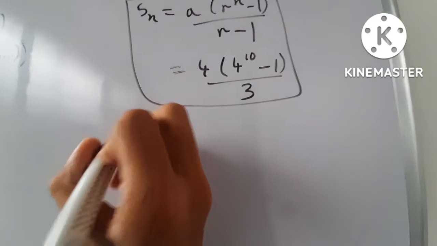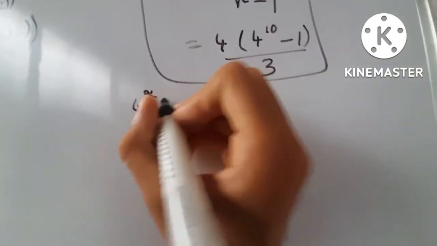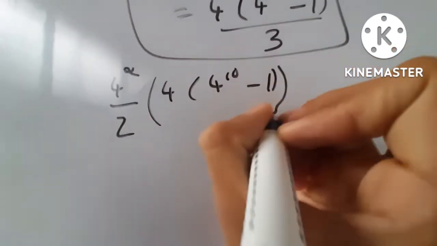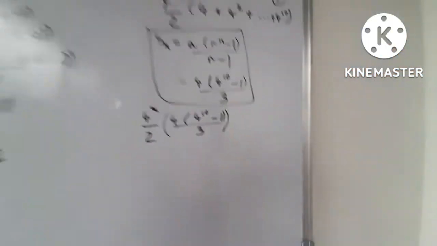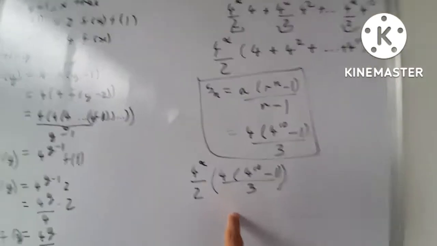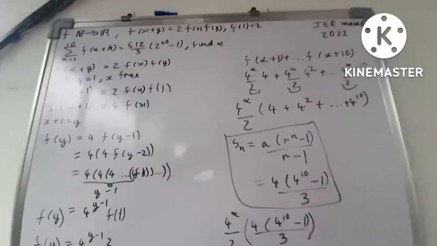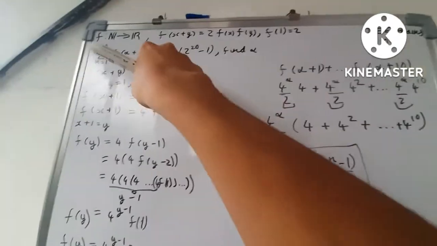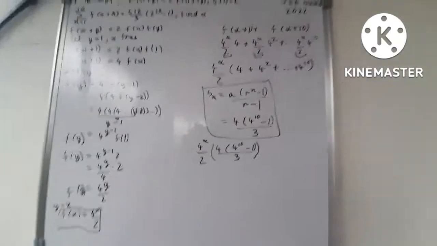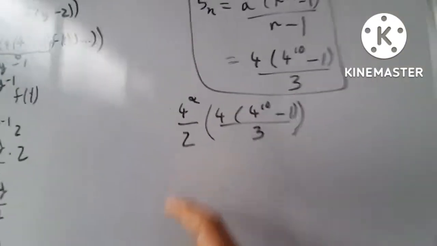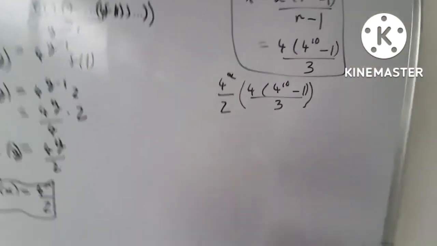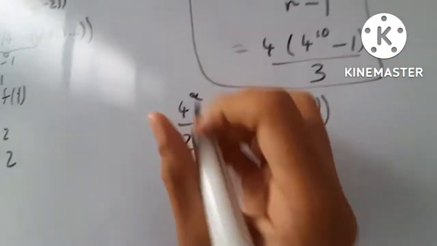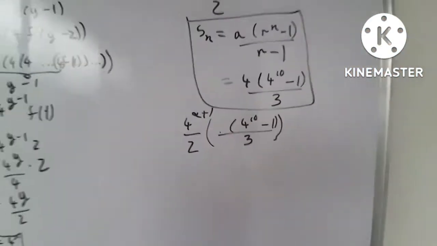So we get the following: 4 to the alpha upon 2 times 4 to the 10 minus 1 upon 3, right? And I hope you've started to notice some similarities between this expression and this expression. So okay, let's convert all the 4s to 2s. Let's see what happens. We're going to remove this one, call this 4 to the alpha plus 1.